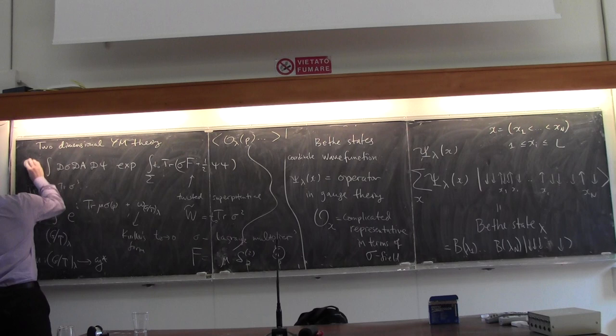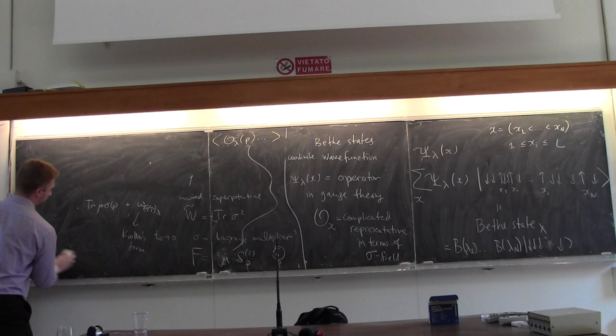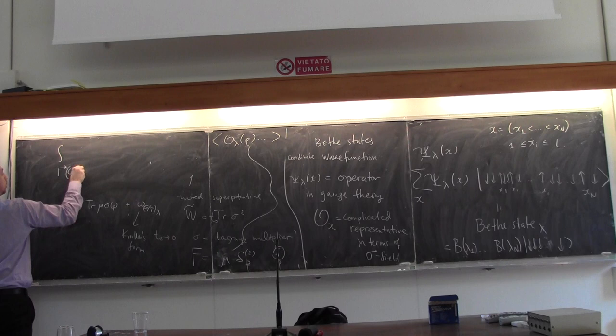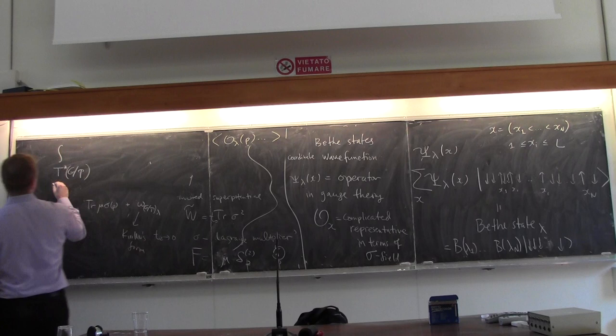Now if you increase supersymmetry, so 2D theory is called N equals 2 theory, if you increase supersymmetry to N equals 4, for example, the natural observable will become the integral not over the compact conjugacy orbit, but over its cotangent bundle, which is a complex conjugacy orbit.